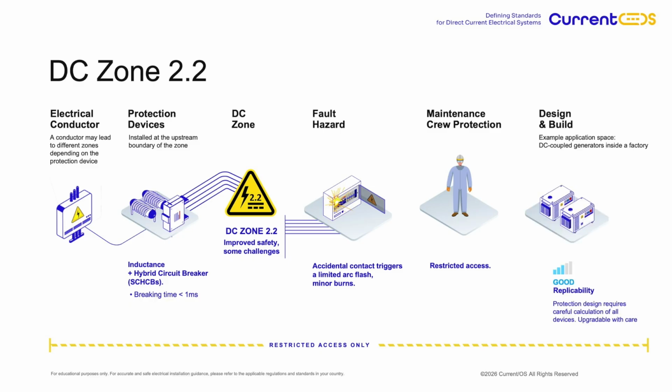A typical application for Zone 2.2 is the coupling of DC generators within a factory distribution system. However, designing and implementing these systems still requires highly skilled engineers. Fault conditions must account for all sources, bidirectional devices, and converters, complicating calculations further. While Zone 2.2 allows for some degree of system replication and extensions, mastering transient phenomena and overvoltage issues remains critical. IEC standards groups are actively addressing these challenges, but full guidelines are not yet in place.